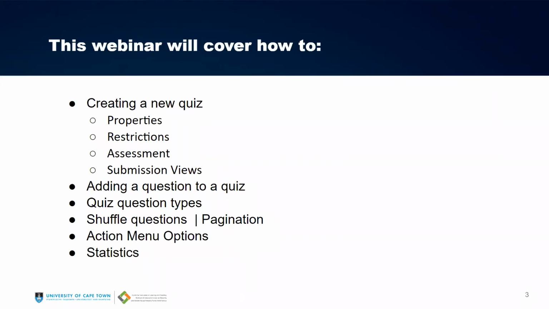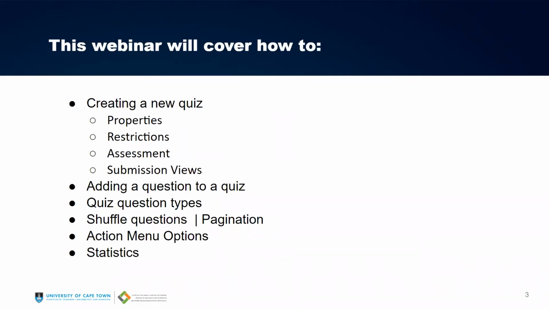Right, so today's webinar, we will cover basically looking at creating a new quiz, and then within that new quiz area, we're going to be looking at the subsections of properties, restrictions, assessment, and submission views. We'll be looking at how to add a question to a quiz. We'll then really briefly, because there's quite a few question types, go through the various question types that Brightspace offers. And you will see that there's quite a bit of overlap with some of the question types that were available in Vula. So if you were familiar with that, this will be familiar territory for you.